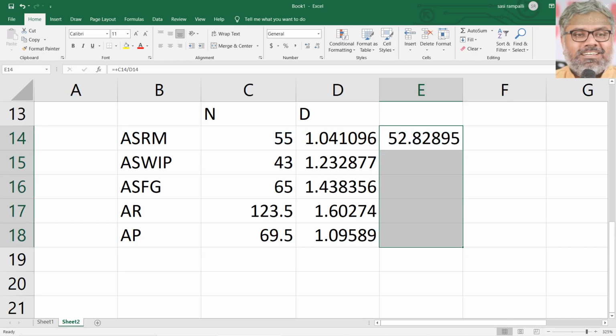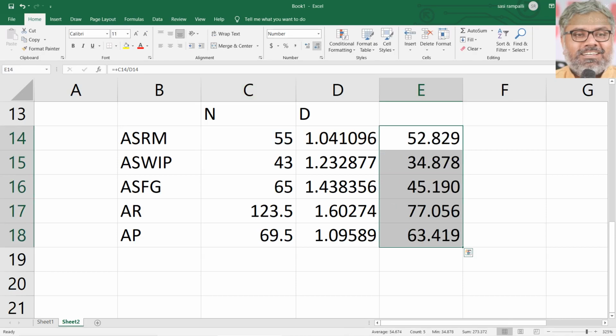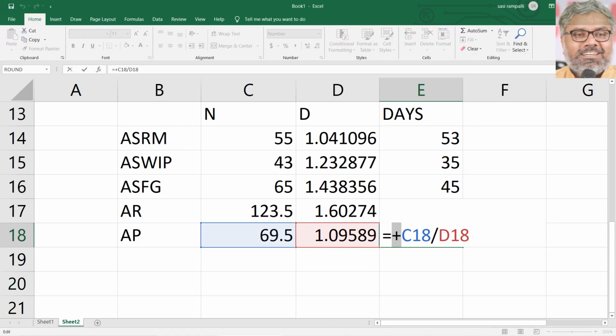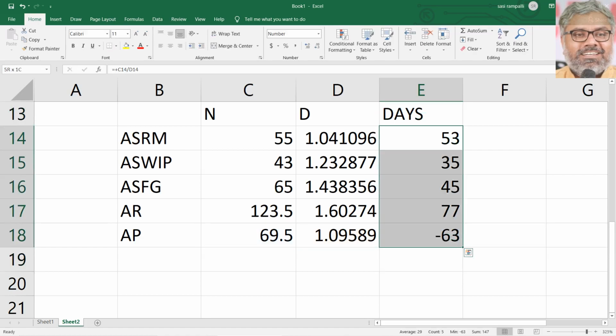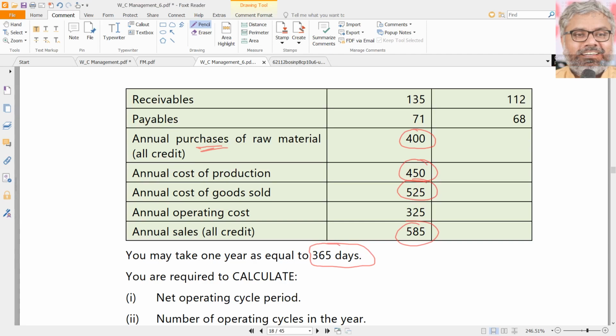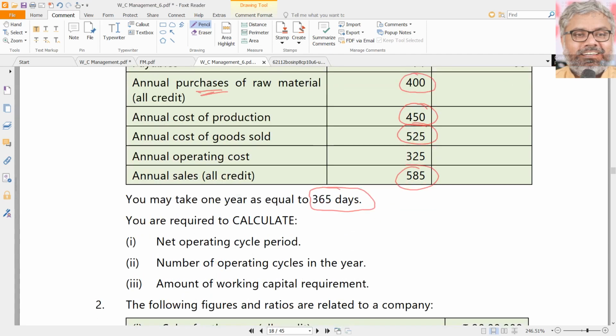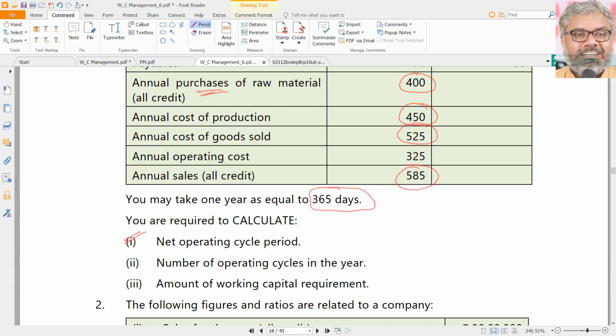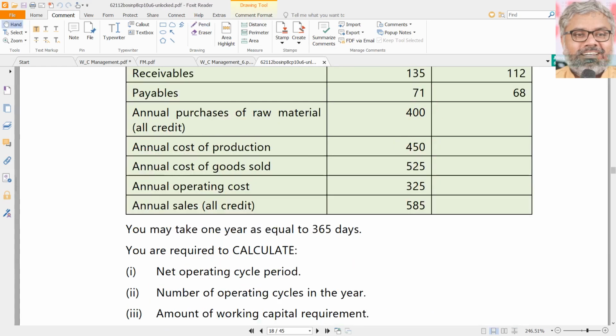Simply calculate them in number of days. Don't take the decimals in the examination. Straight away take the number of days here. Then for the average payables, it should be minus, or you can directly take plus also, but in the formula you have to have minus anyway. So that is the operating cycle period. Now the answer for the first question. How much is that? 147 days is the operating cycle period.